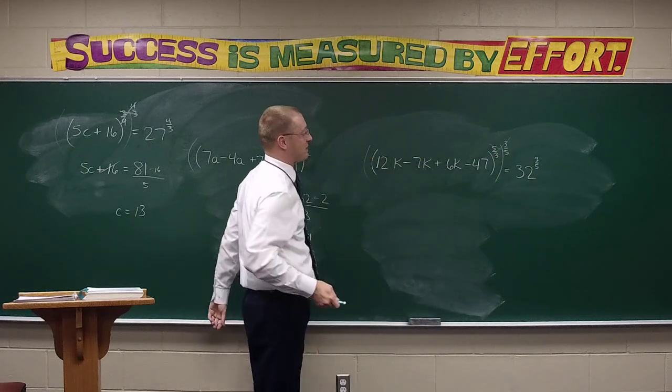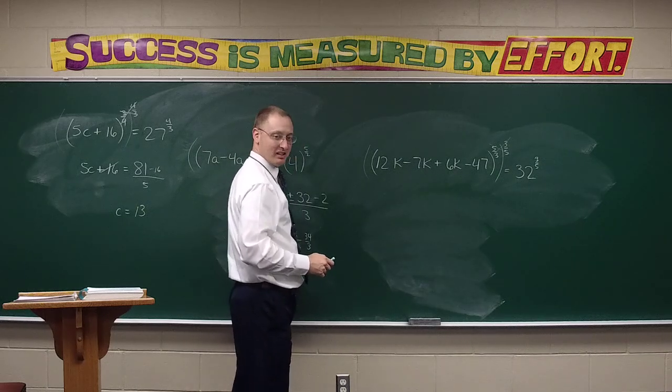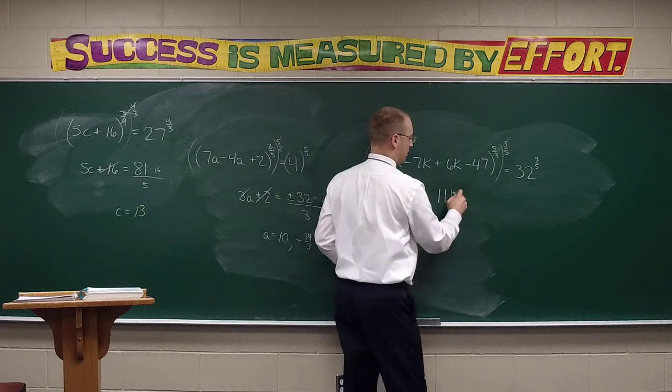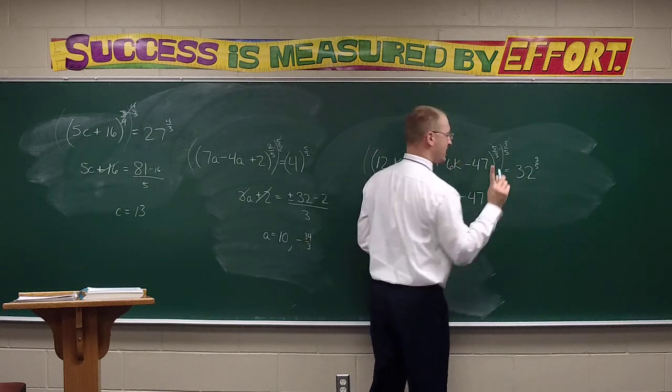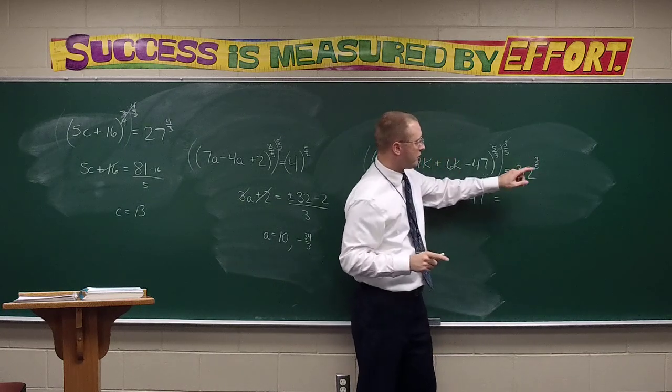What do we end up with on the left? 11k − 47. There we go, combining those like terms. And then here, the 5th root of 32.